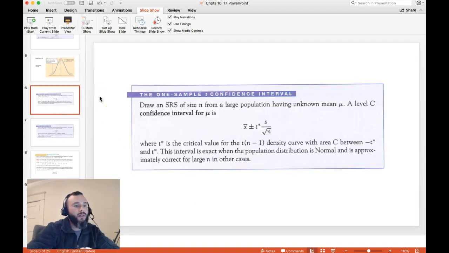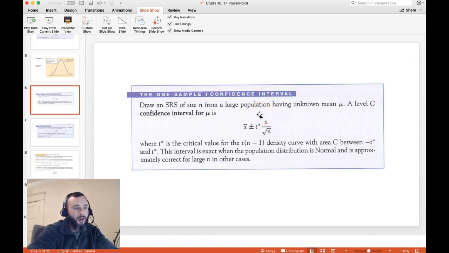So of course we have confidence intervals. Draw an SRS of size n from a large population having unknown mean mu. A level C confidence interval for mu is x bar plus or minus the critical t value times s over square root of n. So notice here what this is saying. It's saying that our estimate for mu, which is of course x bar, plus or minus this margin of error.